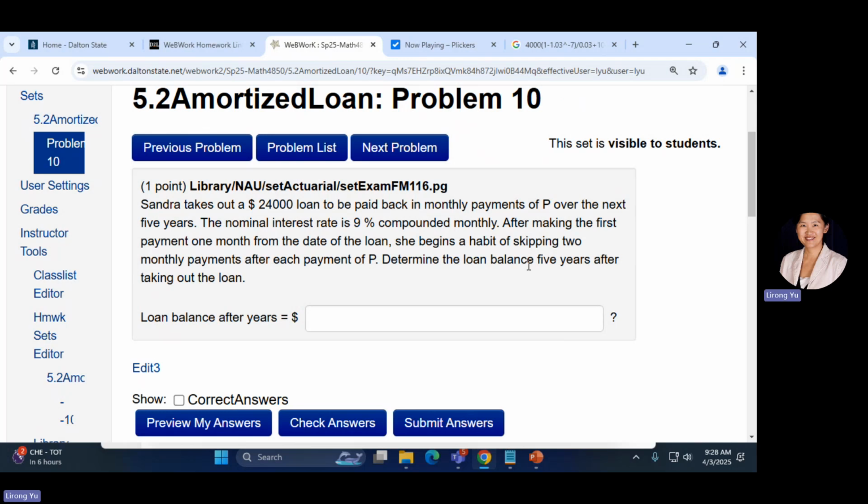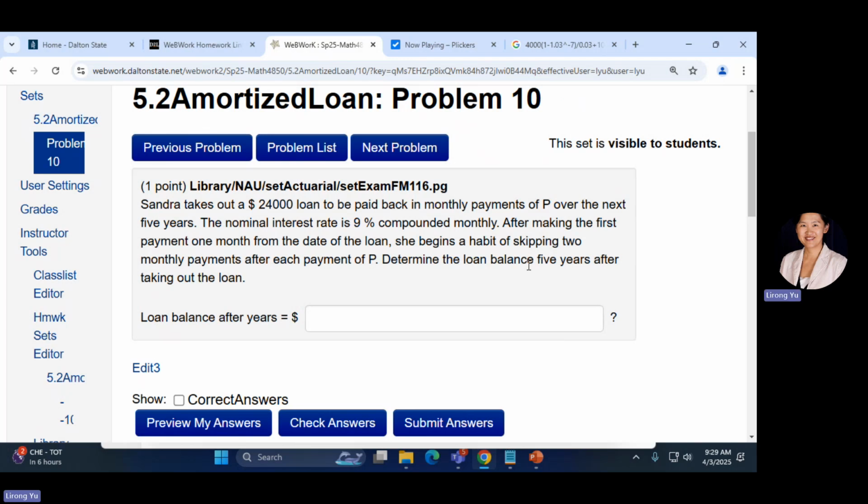So if she skipped the payment, that means the money is not gonna accumulate fast enough to pay off the loan, right? Originally, if she followed the original payment plan, she should be able to pay it off by 5 years. She should have a balance of 0 at 5 years. But if she's skipping the payment, she still has a lot of money to pay by the time it's time 5, or time 60 if we talk about number of months.